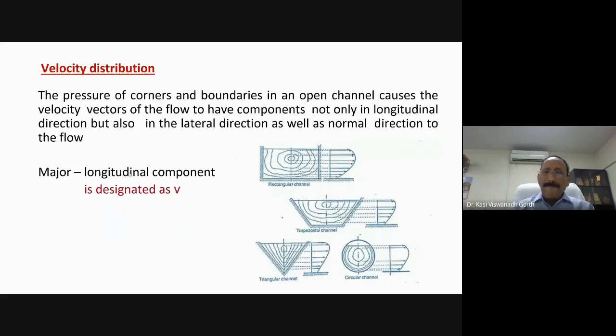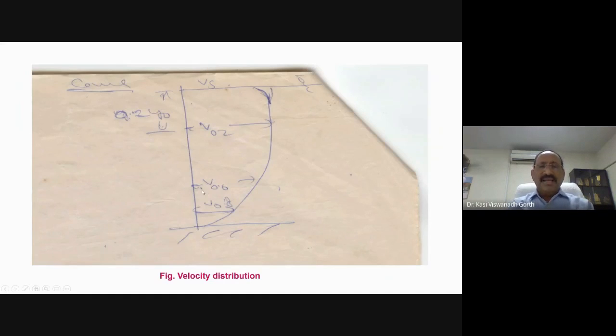So we consider that the flow is varying only in one direction. The velocity V is designated for the longitudinal component, ignoring the variation in the velocity in the remaining two directions. So the typical velocity distribution for an open channel may be like this. At the channel bed, the velocity is not 0; some minor velocity will be there. As the depth from the channel bed increases, the velocity also increases.